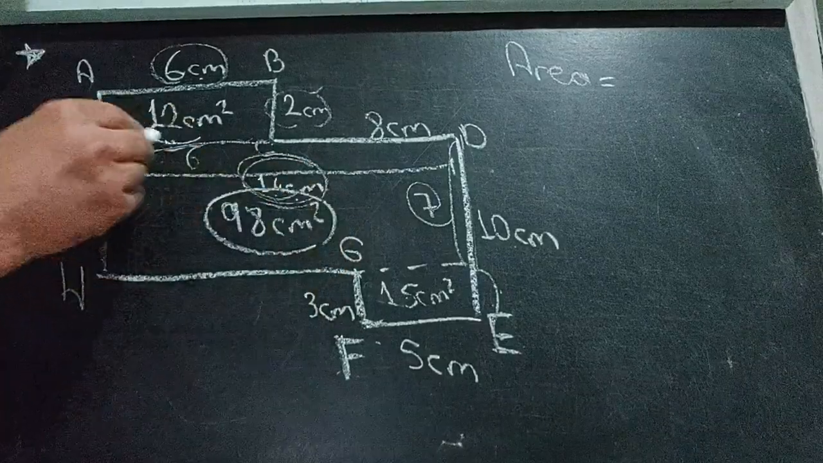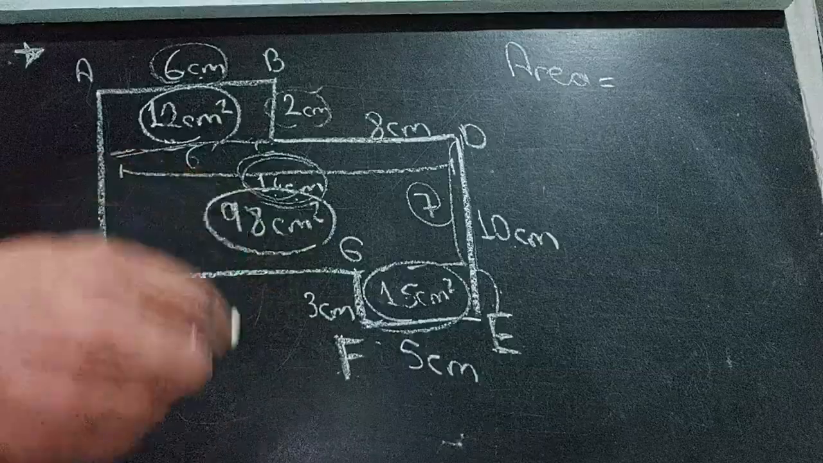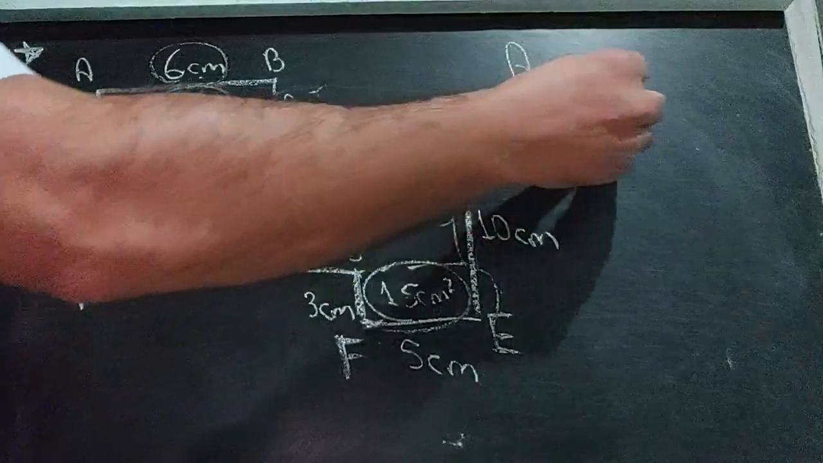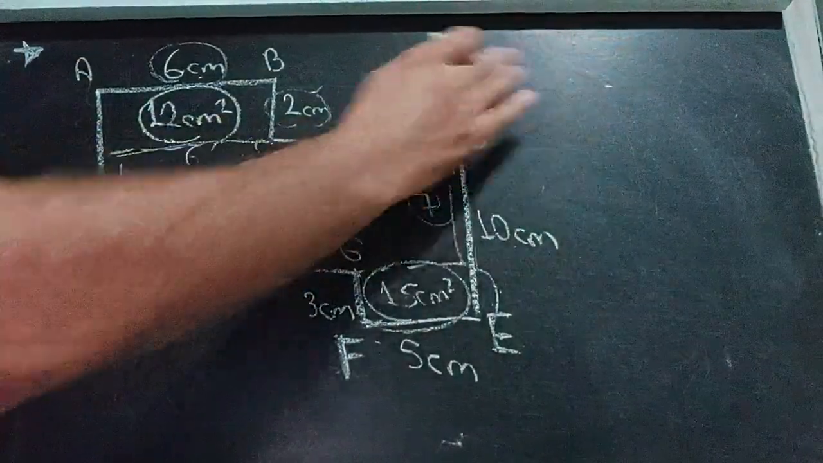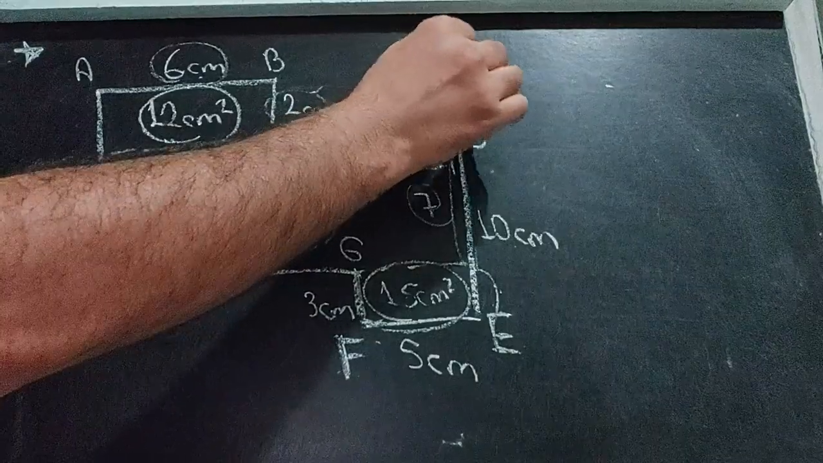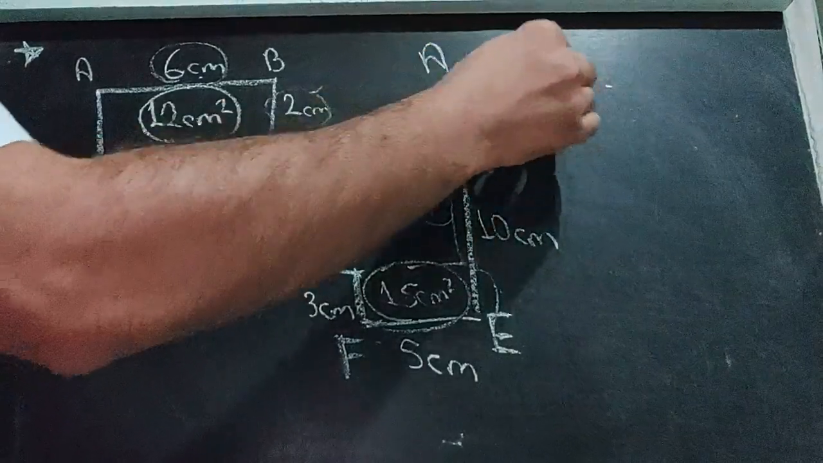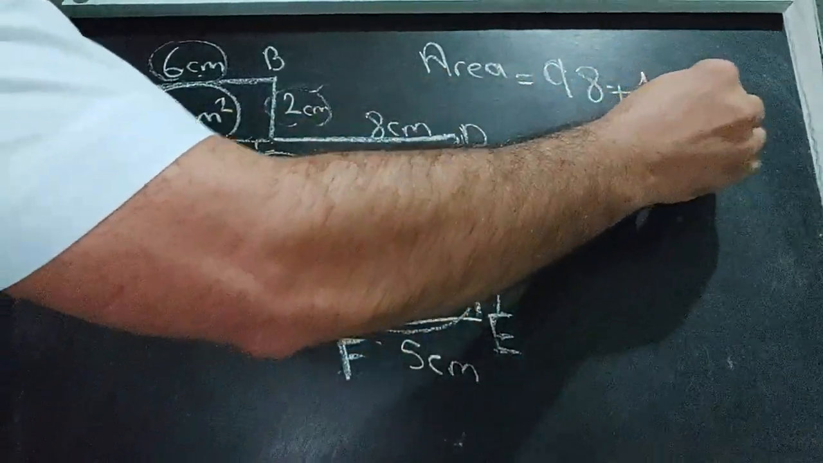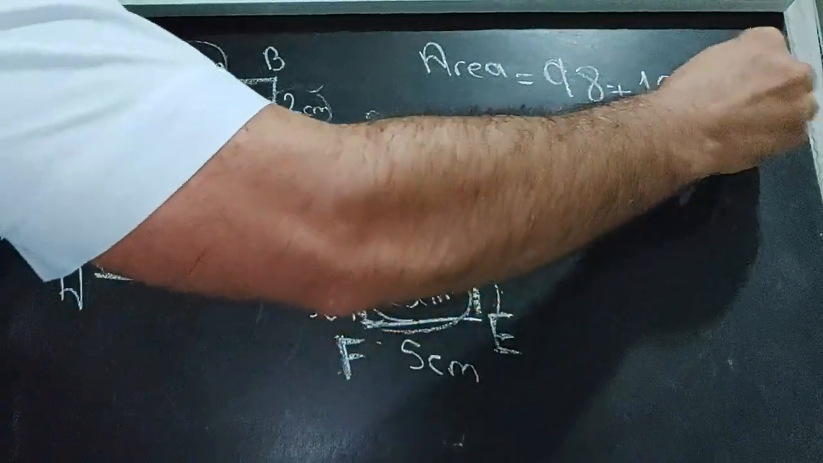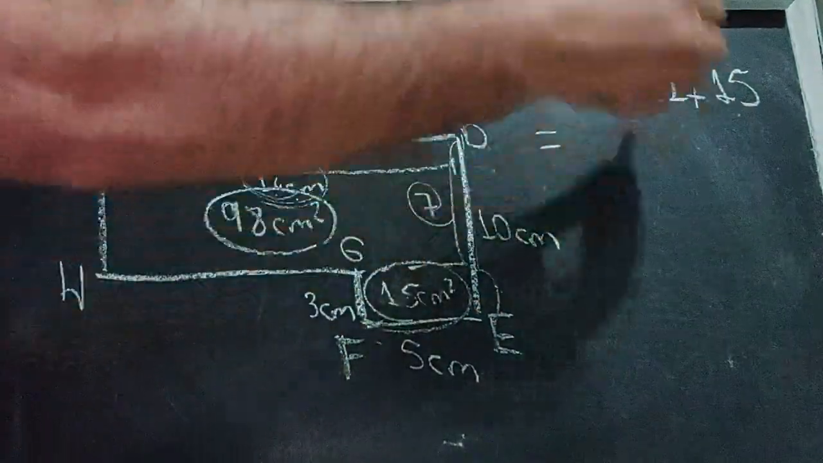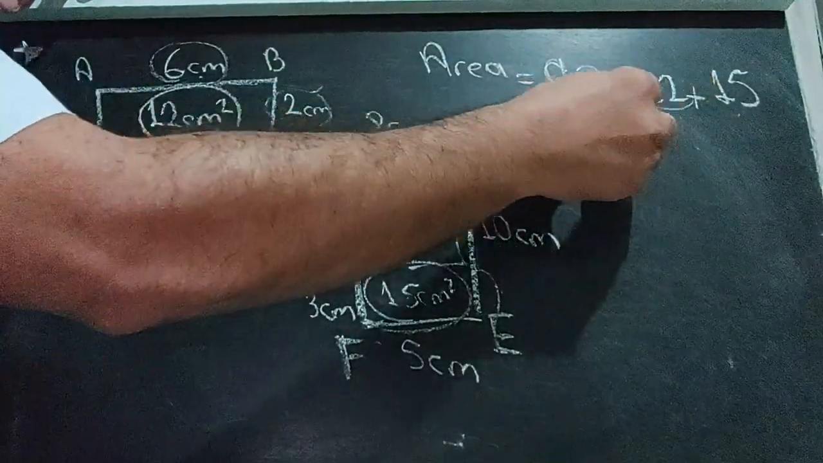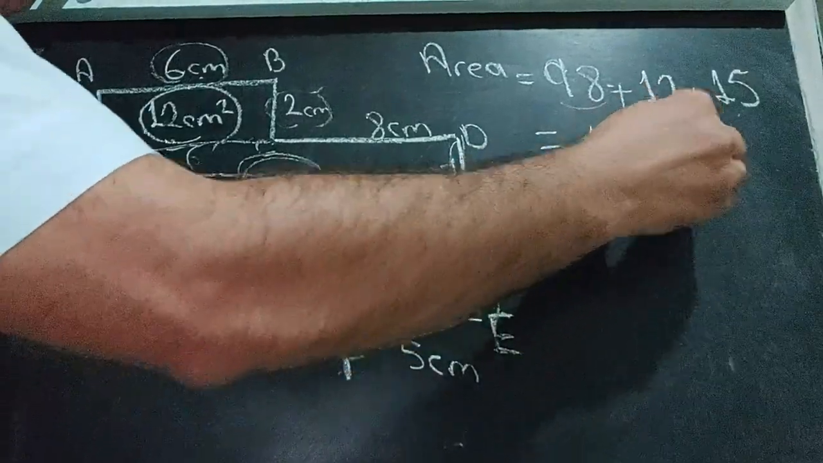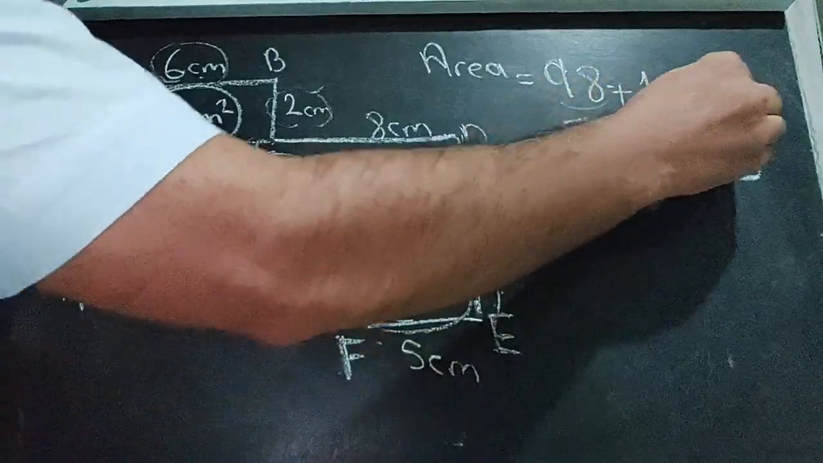See, I have 1, 2, 3 different parts. I will add them up to find the area of the shape. Let me write there: area equals 98 plus 12 plus 15. And when you add all those numbers to each other, 98 plus 12 will give you 110, plus 15, that will be 125 centimeters squared.